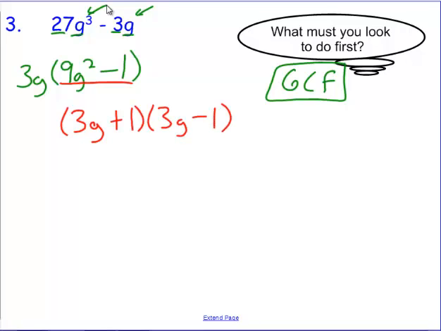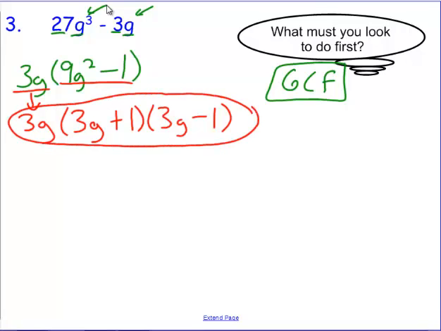The big trick here would be to not forget that other term that you factored out. That comes down below, and I'd still have 3g in my answer. Again, if you don't believe me, by all means, you could actually FOIL that out and then distribute a 3g, and you will get back to that original situation that you were given, 27g cubed minus 3g.